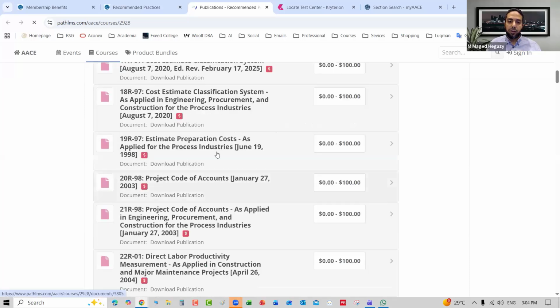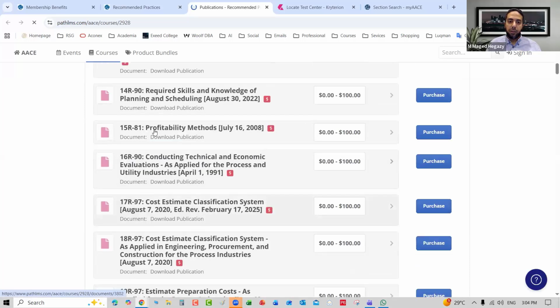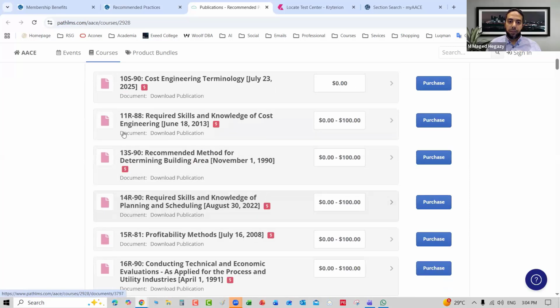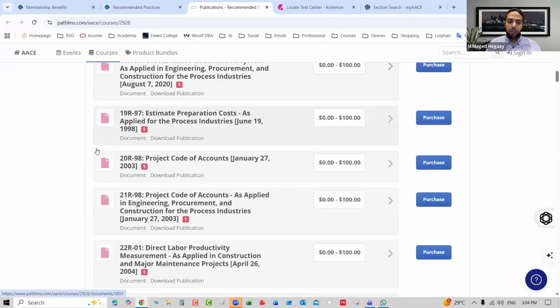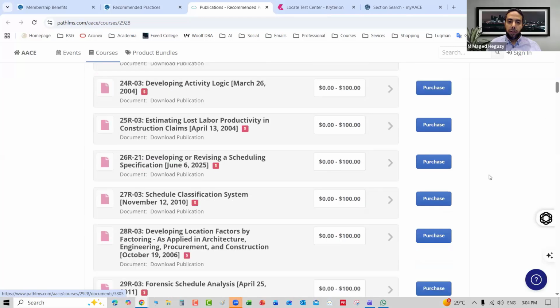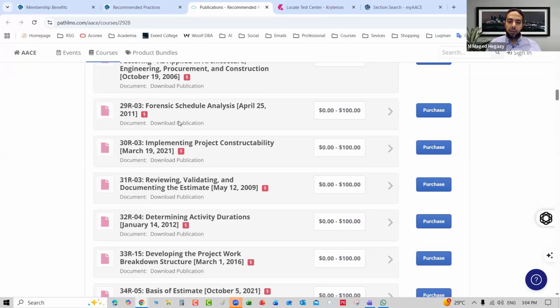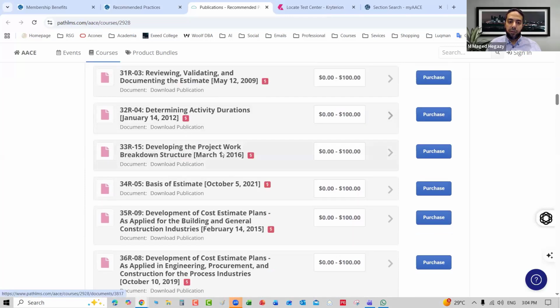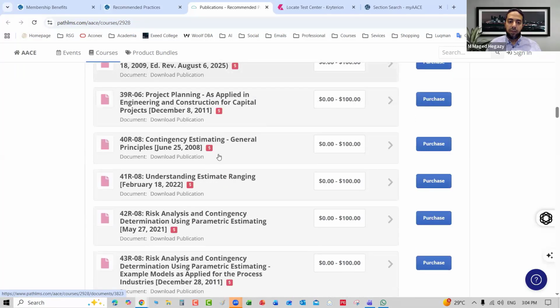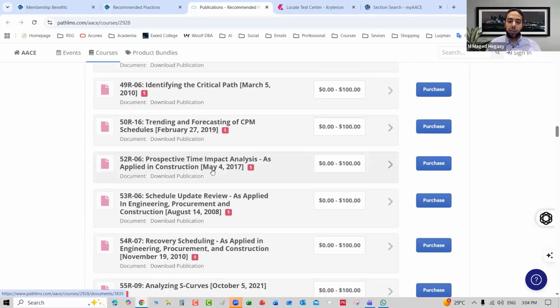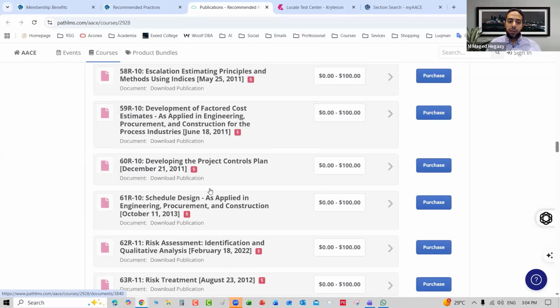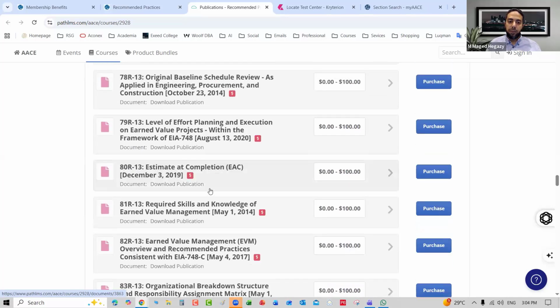Cost estimation classification, cost estimation preparation, report, skills, terminology, codes, many things, even related to schedule analysis, forensic analysis, delay analysis, basis of estimates, levels, the classifications of estimation, constructability, things as applied in construction, critical path, S curves, many helpful materials.